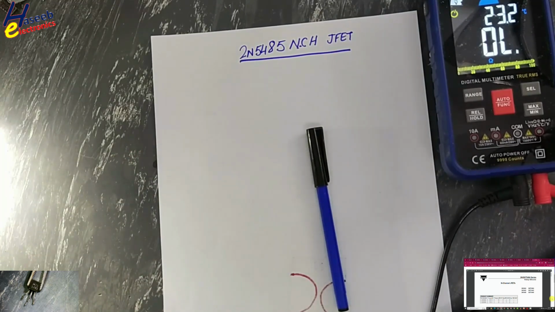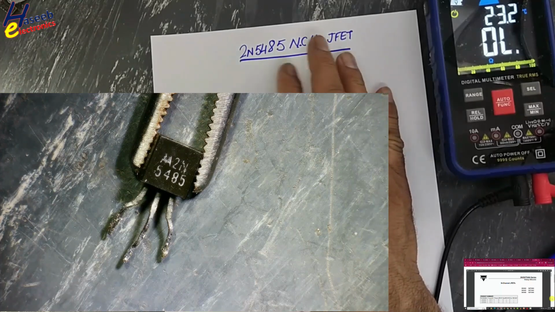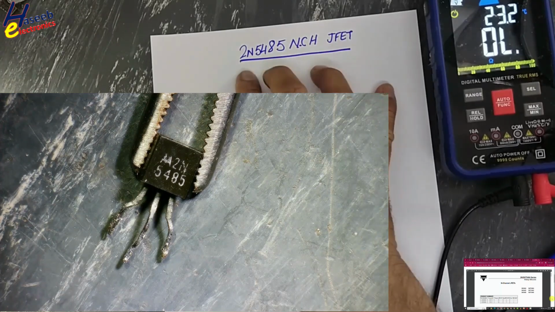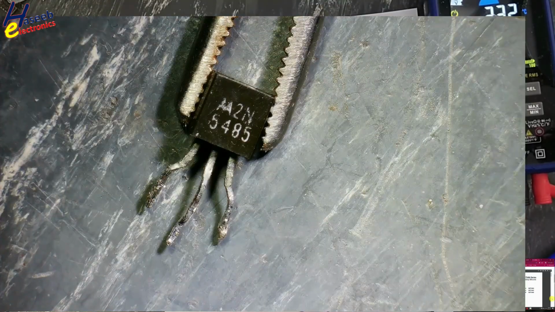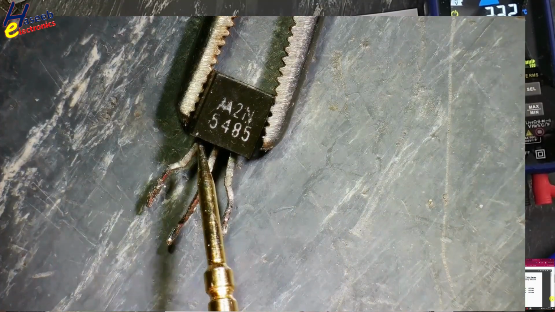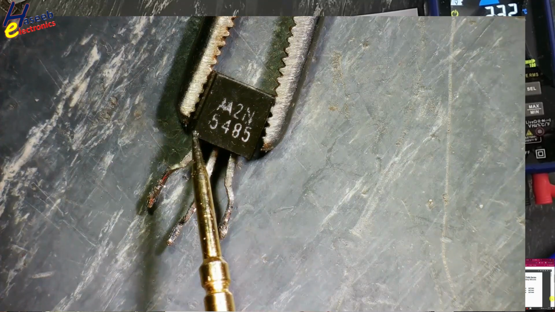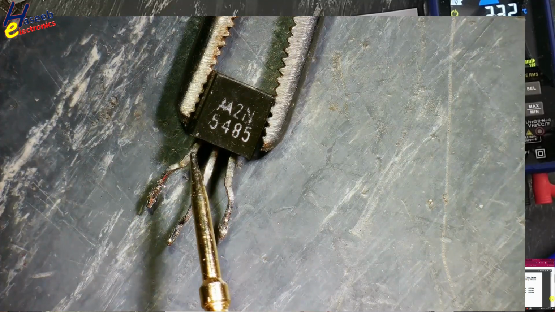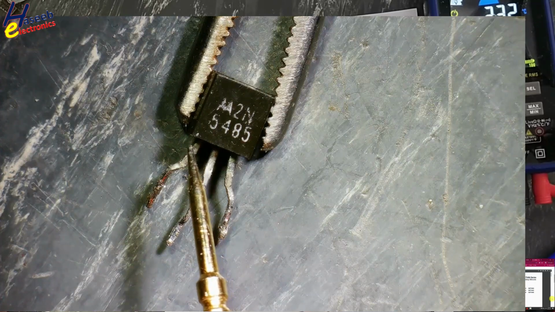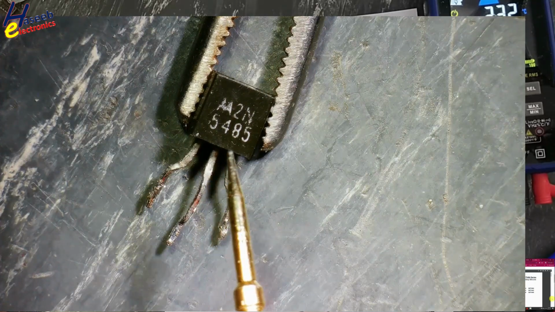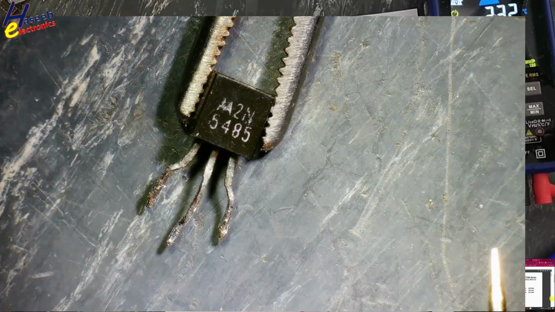Friends, welcome back to my channel. We are discussing N-channel JFET, junction field effect transistor, and we are discussing part number 2N5485. This component is looking like a transistor in TO92 package, but it is not a transistor. Its internal structure is different than a BJT, bipolar junction transistor. Its internal structure is much closer to UJT, uni-junction transistor.